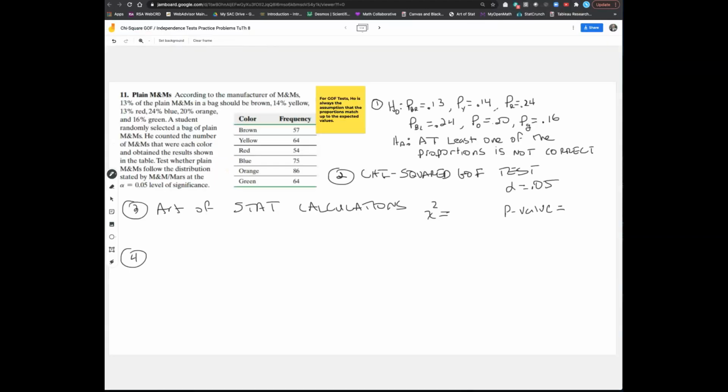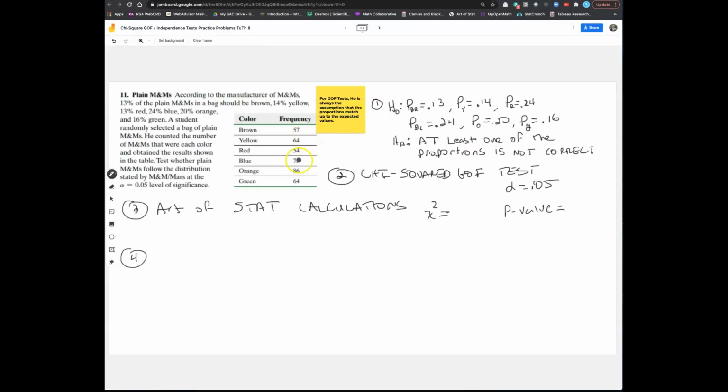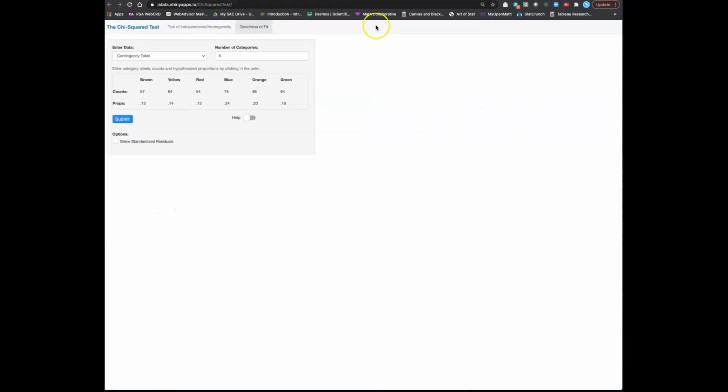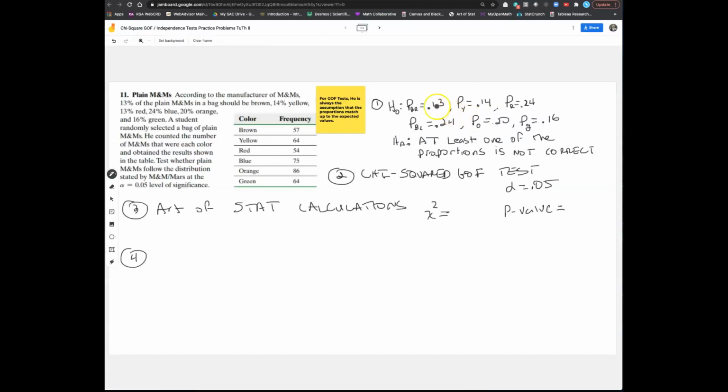So when we get here, I've entered the data in for us. Contingency table, 6 categories. I want to double check we've entered everything correctly. The proportions, the counts, 57, 64, 54, 70, 86. Make sure that those are entered in correctly. Oops, let me double check. There is 86 and 64. Looks like we got it. Yep. And then the percentages, 13, 14, 13. Let's see. 13, 14, oh yeah, I have a typo already. Percentage of red was 13, so this should be 13, 24, 20, and 16. So that's what we have.